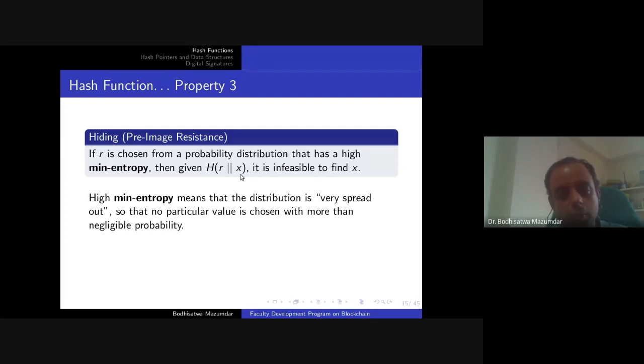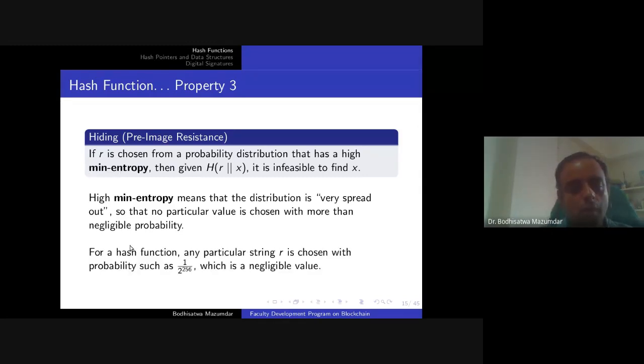So whenever you have a small sample size, you append a data value which has a very high min-entropy. For a hash function, any particular string R is chosen with a probability such as 1 by 2 to the power 256, which is a very small value in this case.